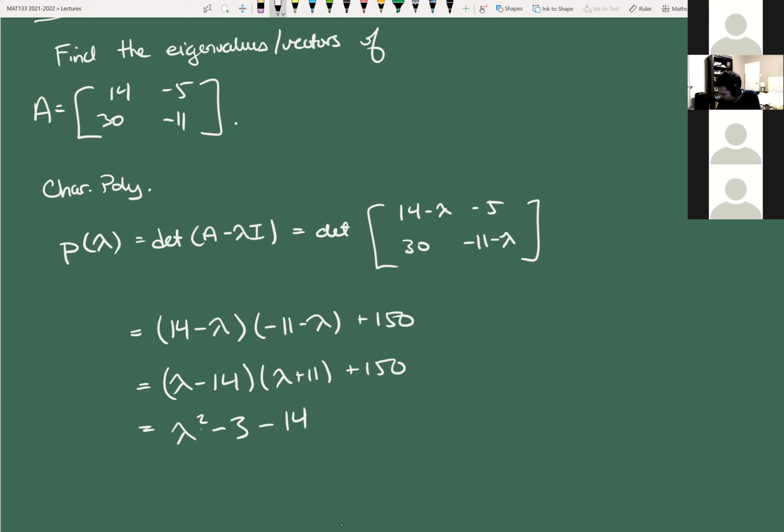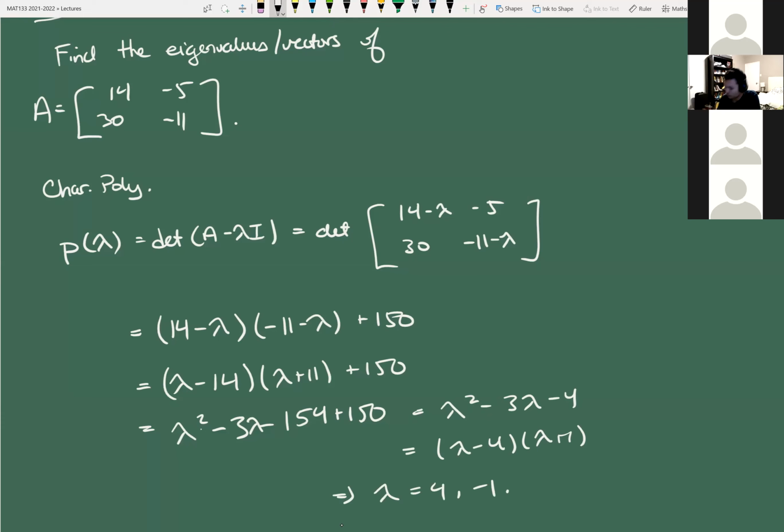Oh, hey, look at that. That works out pretty nicely. So lambda squared minus 3 lambda minus 4 equals (lambda minus 4)(lambda plus 1). I'm trying to find the roots, so lambda is equal to 4 and -1. Okay.